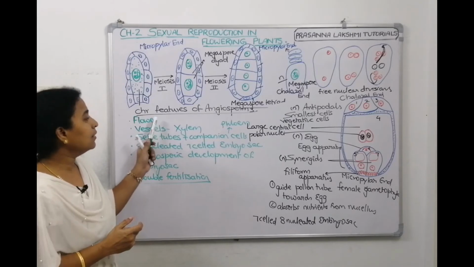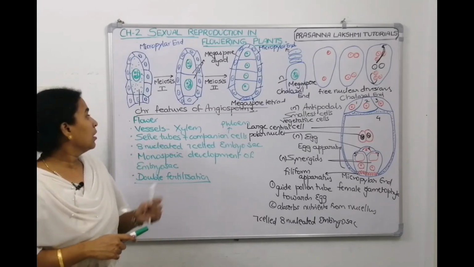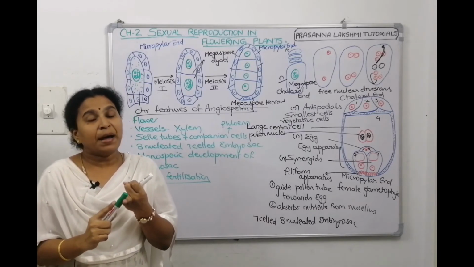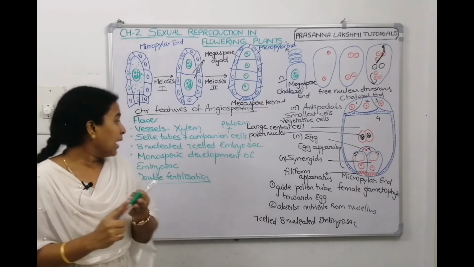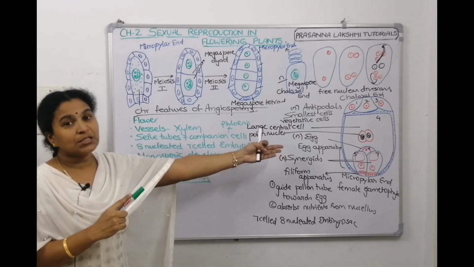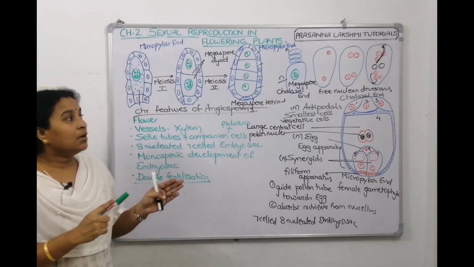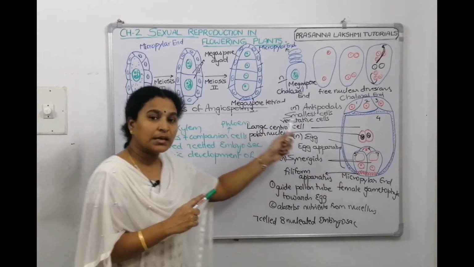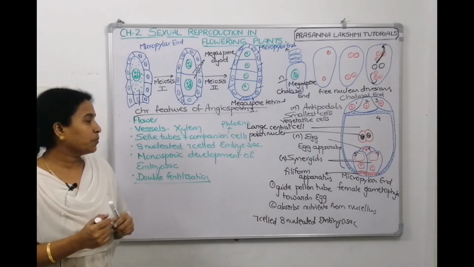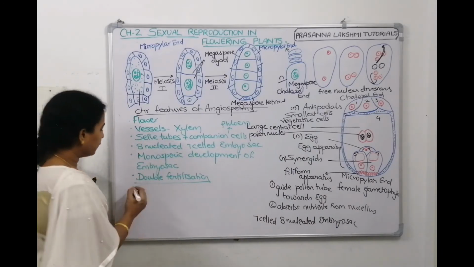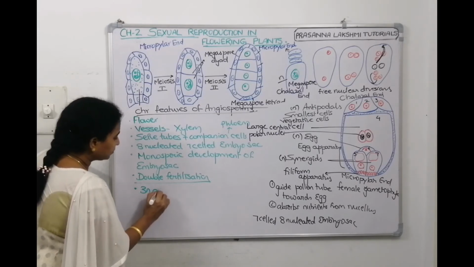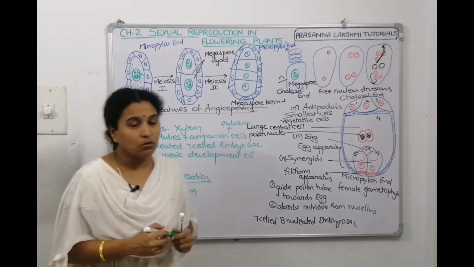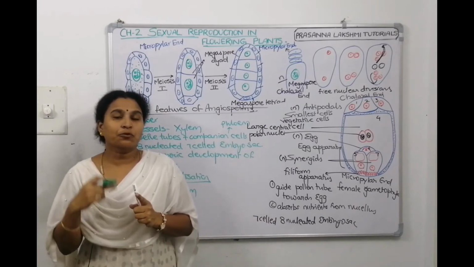Children, all these are characteristic features of angiosperms. Presence of flower, having xylem, having vessels in the xylem, having companion cells and sieve tubes in the phloem, and having this embryo sac which is a 7-celled and 8-nucleated structure. Monosporic development of embryo sac, meaning from one functional megaspore formation of embryo sac, is also a characteristic feature of angiosperms. Then triploid endosperm, 3N endosperm, we'll see in further classes. So do you have any doubts? Post them in the comment box.